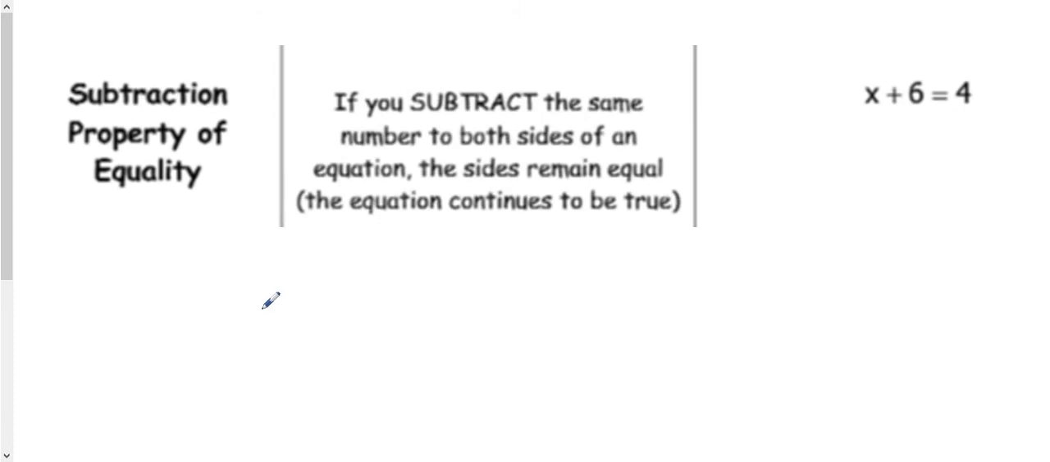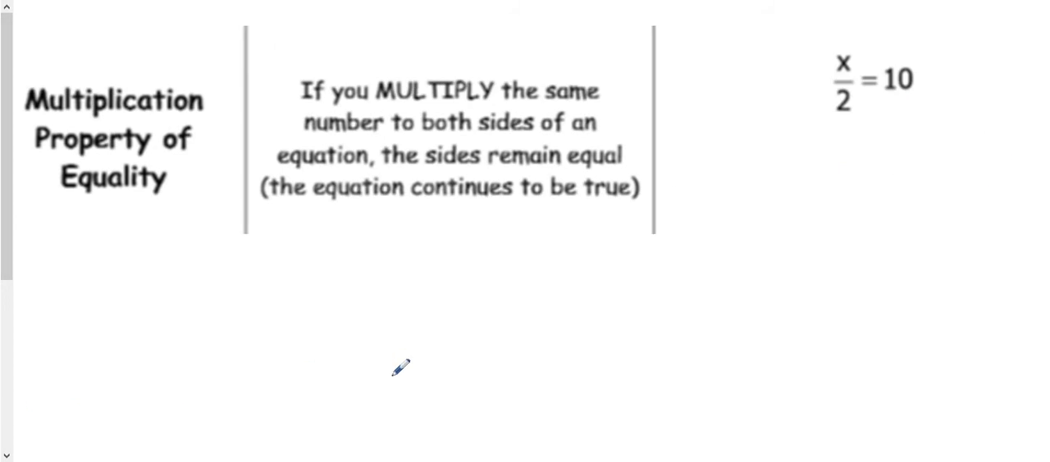The next property is the subtraction property of equality. If you subtract the same number from both sides of an equation, the sides remain equal. The equation continues to be true. So in this example, we have x plus 6 is equal to 4. In order to solve for x, we're going to subtract 6 on both sides. X is equal to negative 2. We used the subtraction property of equality, or we subtracted the same value on both sides of the equation.